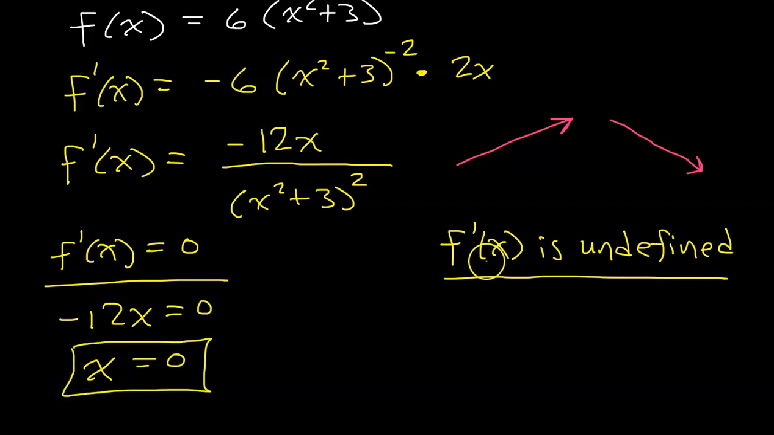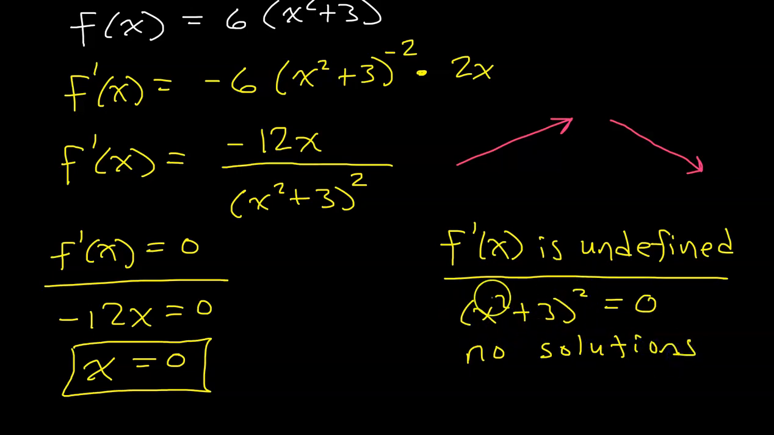Now, where is f prime of x undefined? Well, it's going to be undefined where the denominator is equal to 0. So if we set x squared plus 3 squared equal to 0, any solutions to this will be undefined. However, you should be able to tell right now that there will be no solutions here.